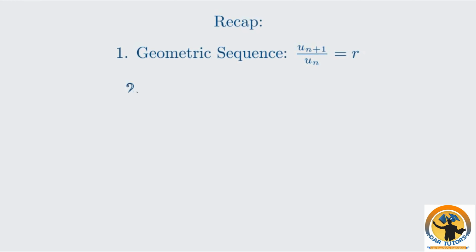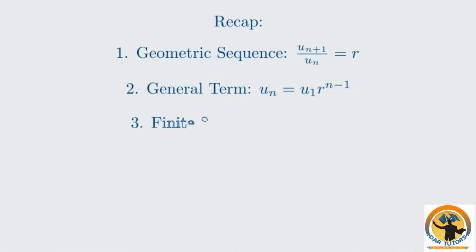Let's recap what we've learned today. We started by defining a geometric sequence as a sequence with a constant common ratio, r. We derived the general term formula, u_n equals u_1 times r to the power of n minus 1, which allows us to find any term in the sequence.